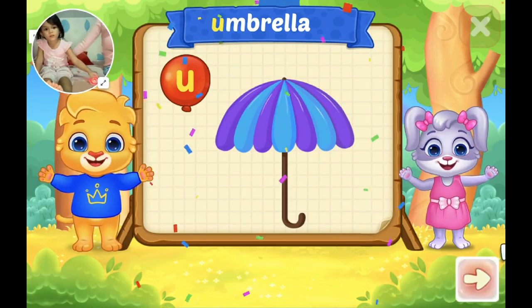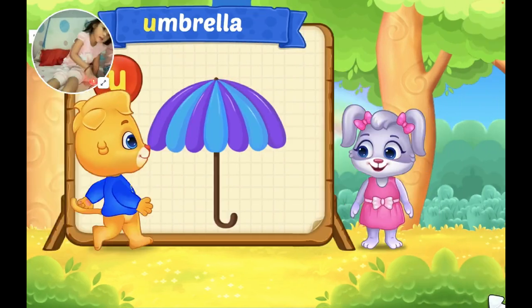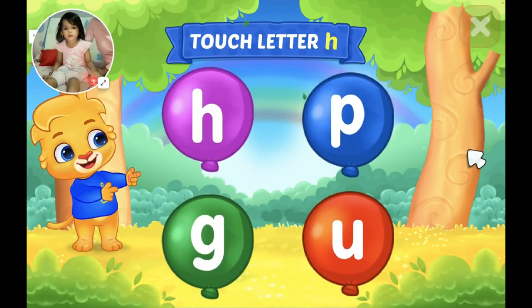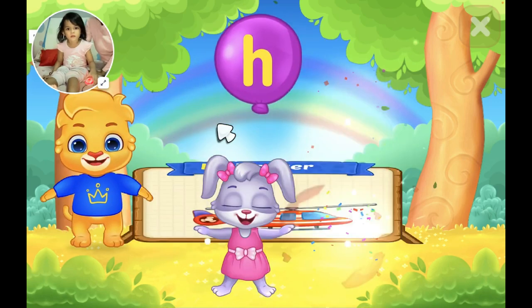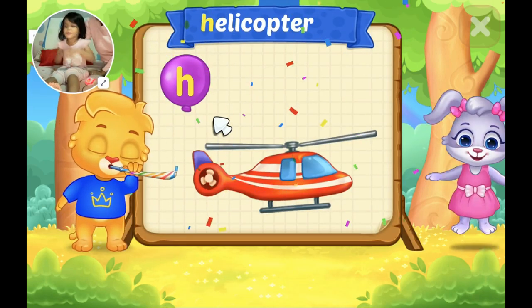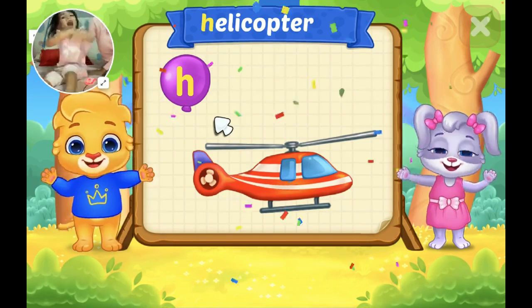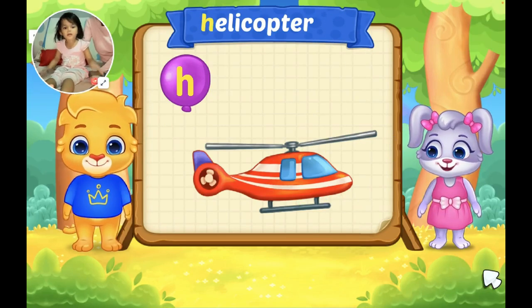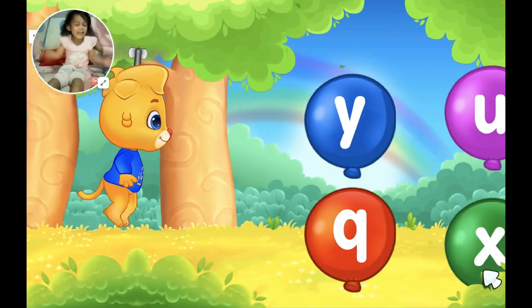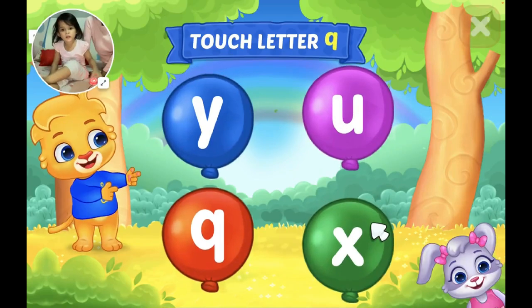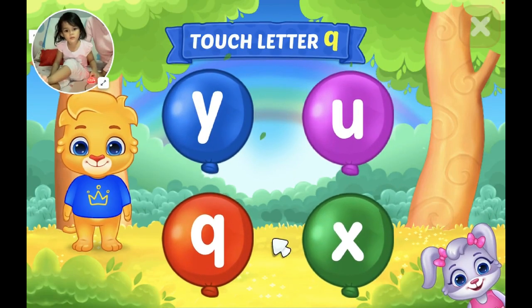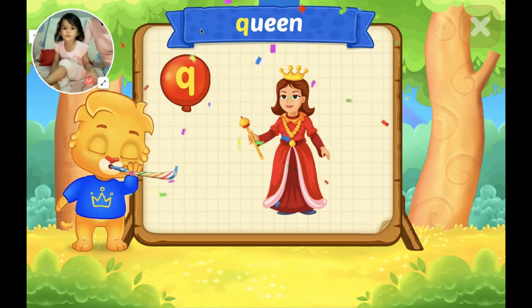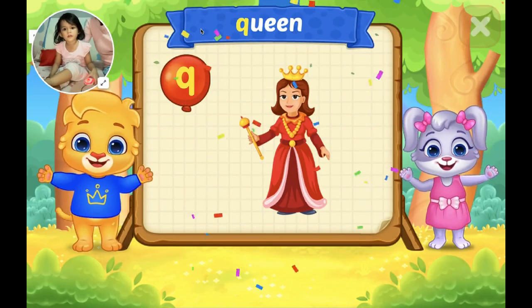Umbrella. Touch letter Q. What's the shape of letter Q? Q is for queen.